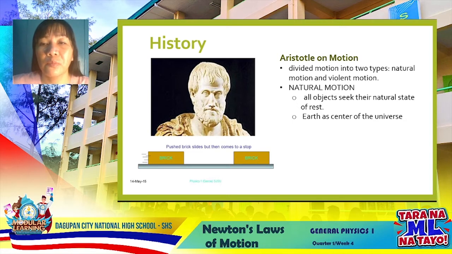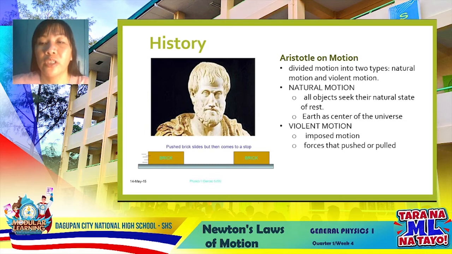Most thinkers before the 1500s considered it obvious that Earth must be in its natural resting place, and a force large enough to move it was unthinkable. Hence, Earth did not move. Violent motion, on the other hand, was imposed motion. It was the result of forces that pushed or pulled.